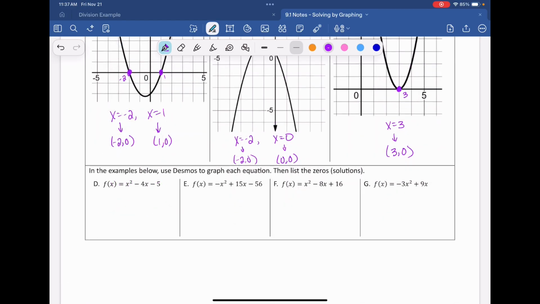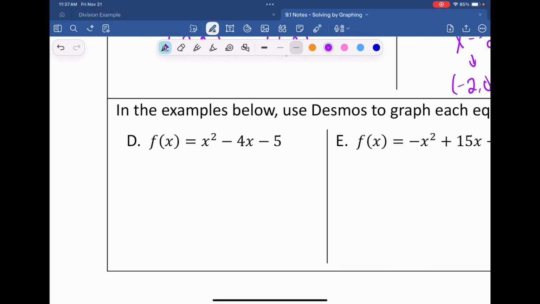All right, in these four, I'm not giving you the graph, so you can put it in Desmos. You're going to put these graphs in Desmos and see where it hits the x-axis. So example D, f of x equals x squared minus 4x minus 5. Again, set it equal to 0, just to get in that habit.